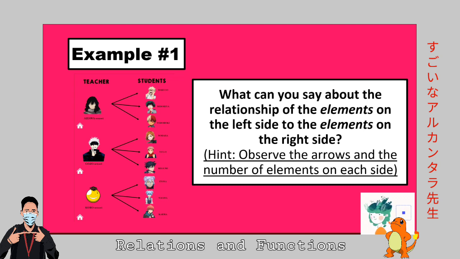So on the left side of this example, we have the set of teachers, and the elements are the teachers, and then on the right side, we have the set of students, and the elements are these particular students. In this example, you can notice that the diagram has arrowheads from teachers to students. So we can say that for every one teacher, there are a lot of students. This is actually true to real life. For example, the great teacher. I am your teacher. I'm the only great teacher there is.